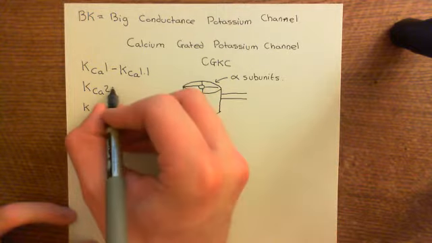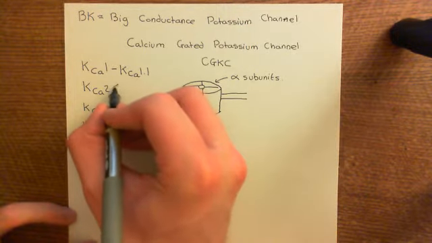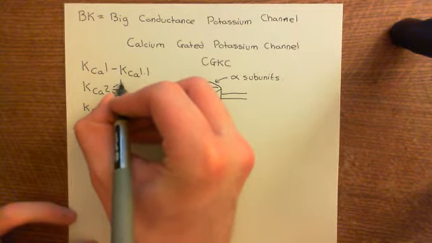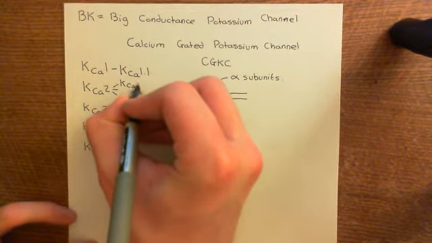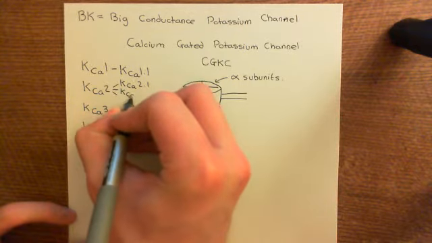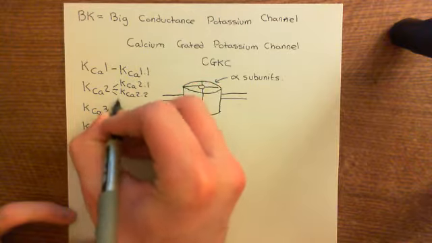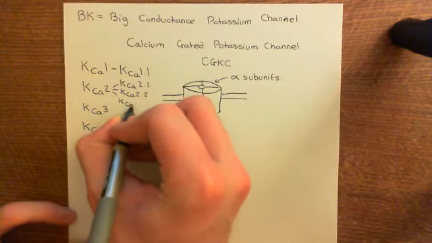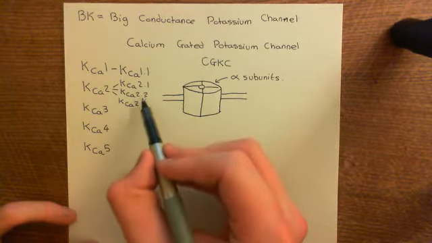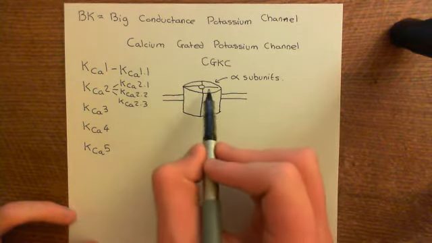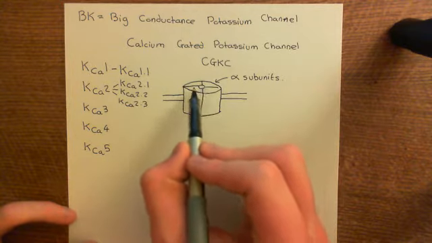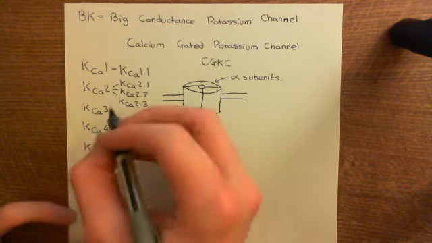In the second family, it's slightly more complicated. There are 3 genes within the second family. There is the KCA2.1 gene, the KCA2.2 gene, and finally the KCA2.3 gene. All 3 of these genes code for alpha subunits that can be used as a quarter of a calcium-gated potassium channel.